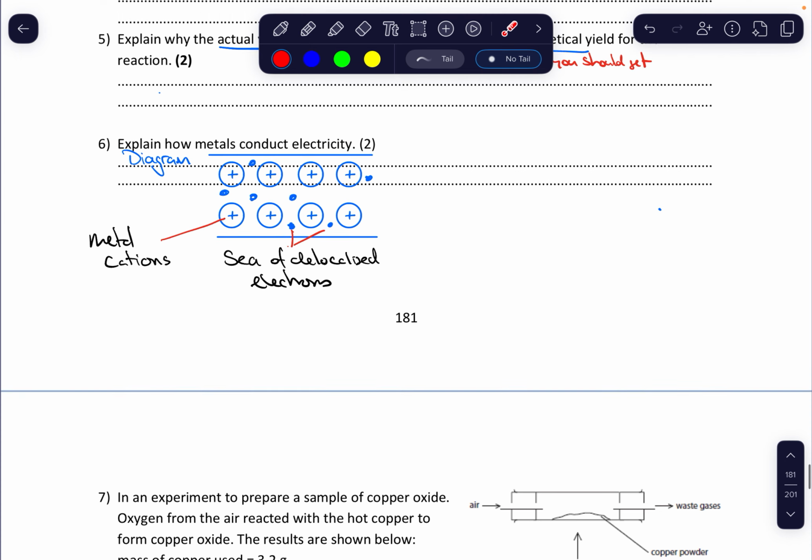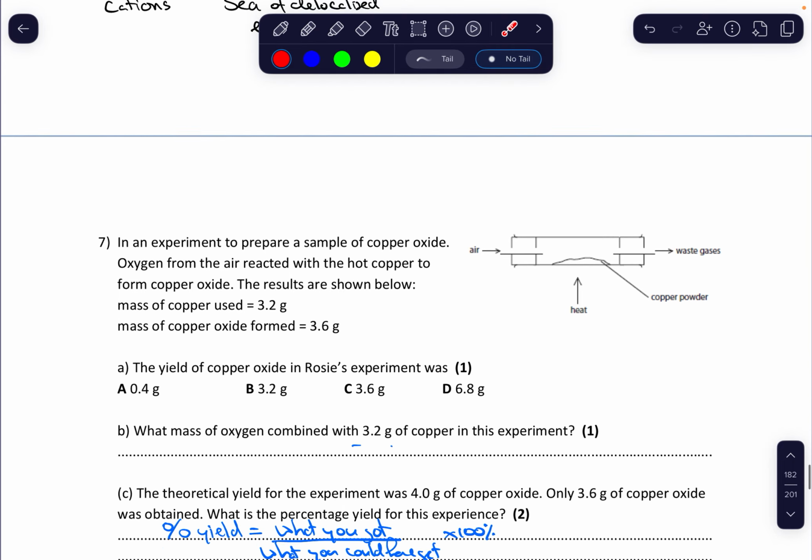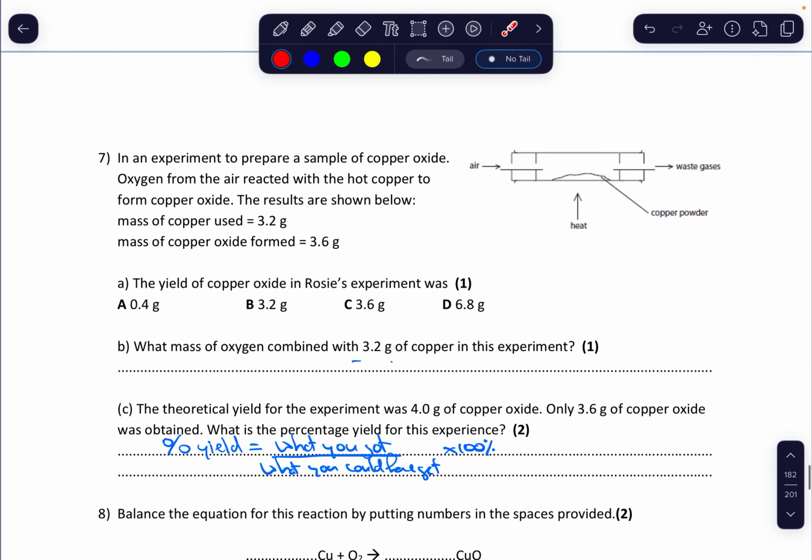How do metals conduct electricity? So important to remember here that the structure of metals consists of metal cations, and they are surrounded by a sea of delocalized electrons. And when we know that, we should then be able to work out why metals will conduct electricity. Number 7 is worth thinking through yourself.